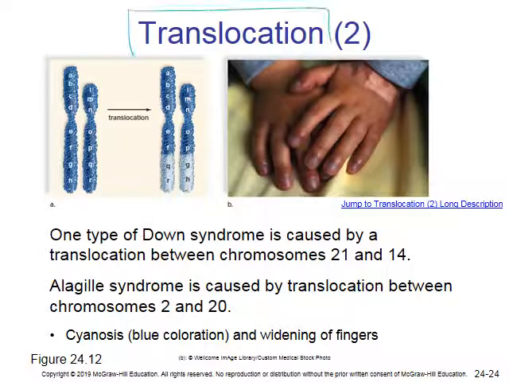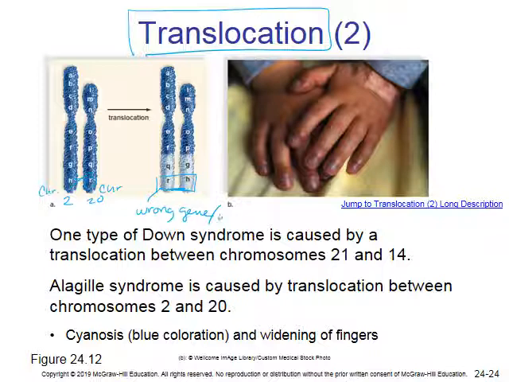Here we have an example of a translocation where this is chromosome 2 and this is chromosome 20, and in this translocation event they've managed to swap genes. So now we have the wrong gene on the wrong chromosome, and this is going to have some sort of biological or physical effect.